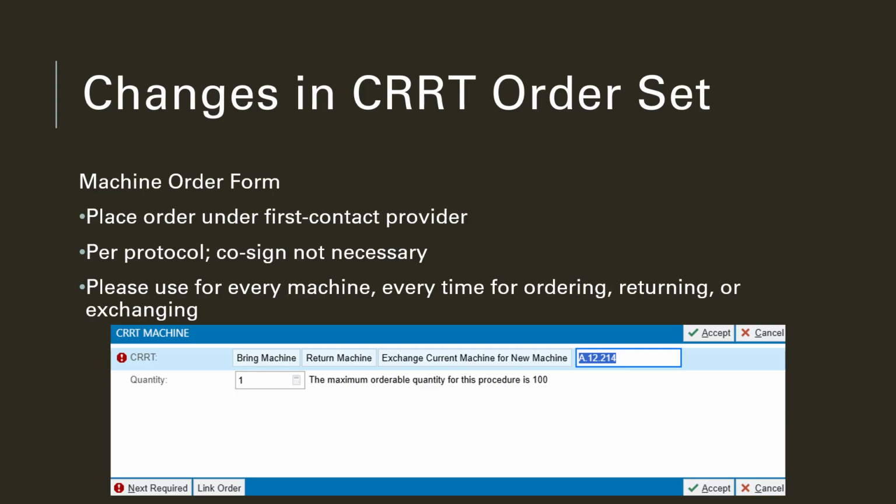The next minor change is a slight upgrade to the CRRT machine order form. The options have now been switched to bring machine, return machine, and exchange current machine for new machine. Of course, bring machine is to bring a machine to the user, and return machine is to return a machine back to Agility. However, the third option, exchange current machine for new machine, is when a machine is broken. These were made to increase the clarity. These can be placed under first call, provider, really anybody. It's per protocol, cosign is not necessary. This should be used any time that a machine is ordered, returned, or exchanged.